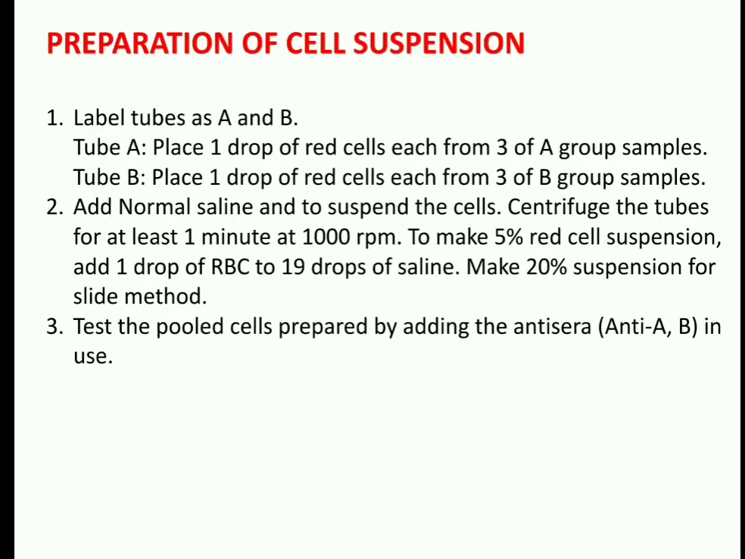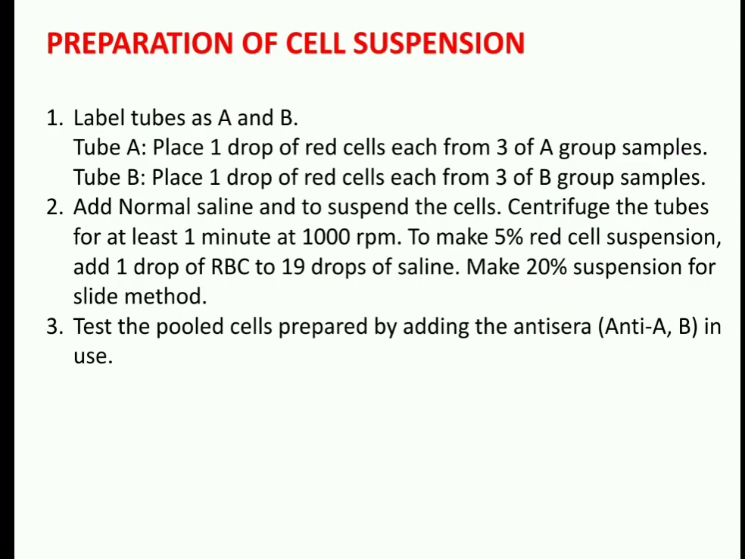How is preparation of cell suspension done? Take two tubes and label them as A and B. For tube A, place 1 drop of red cells from each of 3 blood group A samples. Similarly, for tube B, place 1 drop of red cells from each of 3 blood group B samples. Then add normal saline and suspend the cells. Centrifuge the tube for at least 1 minute at 1000 rpm.